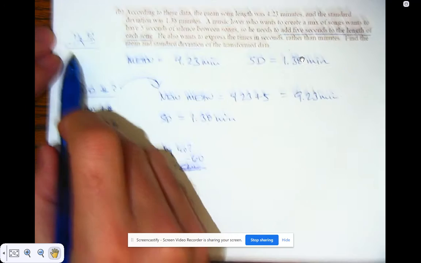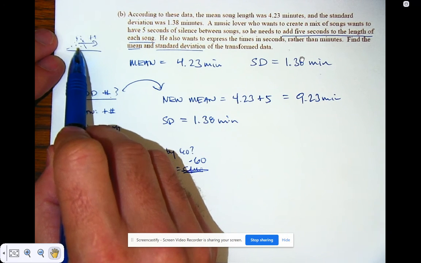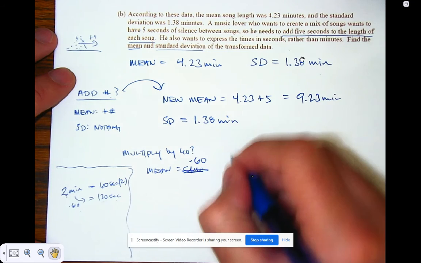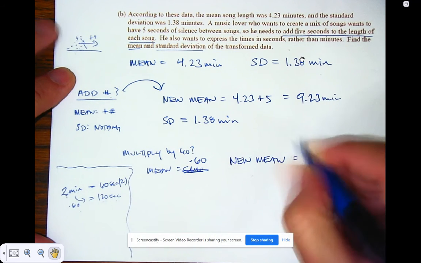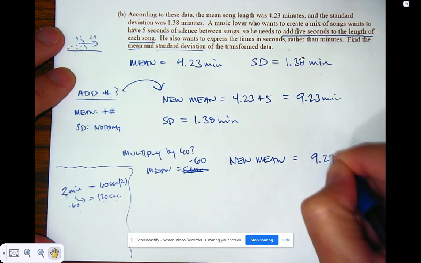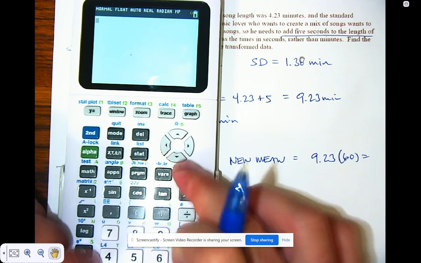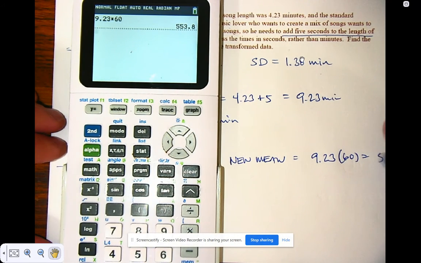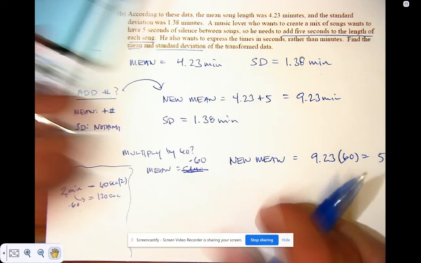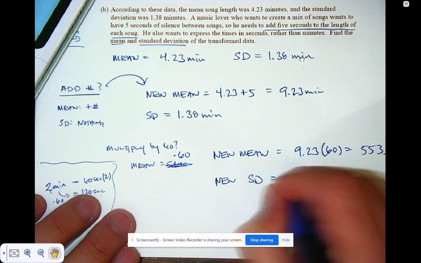Sorry. So if you go up to your data and you multiply every value by 60, all of your data is going to be way bigger. So your average is going to be way bigger. And so you would say your new mean is going to be equal to 9.23 times 60. And you get 553.8 seconds. And what happens to your new standard deviation?